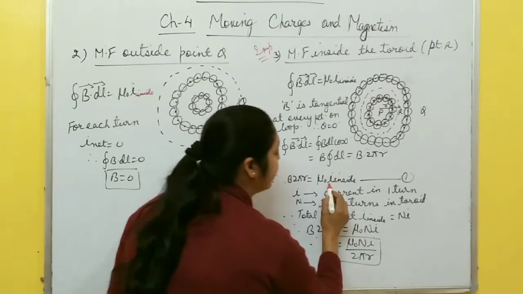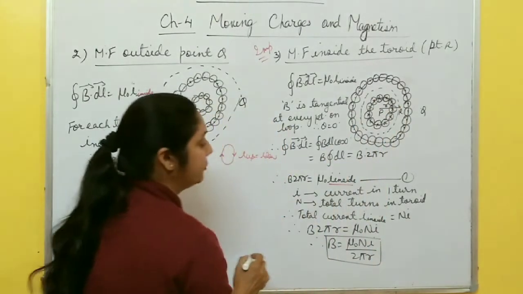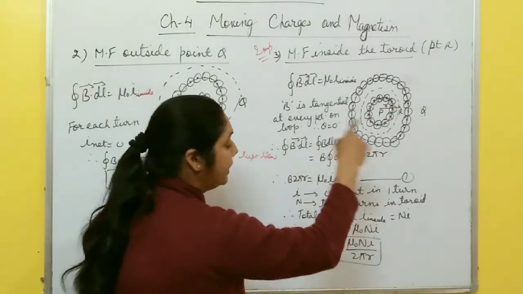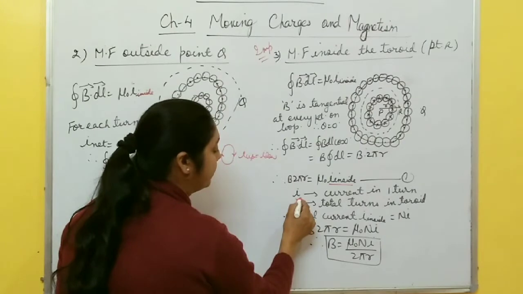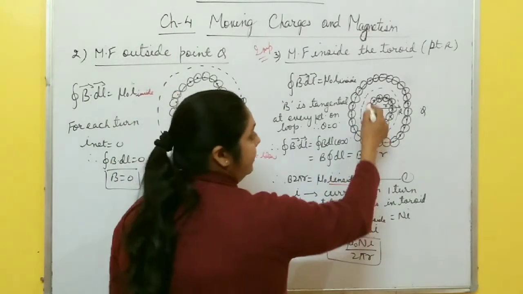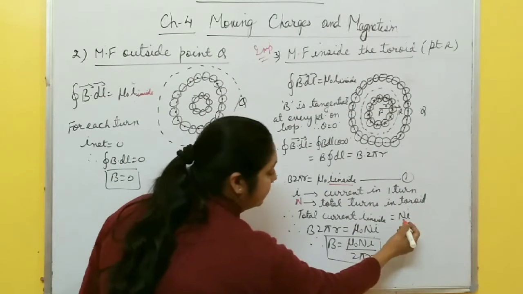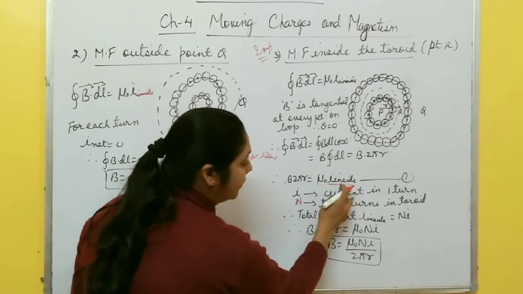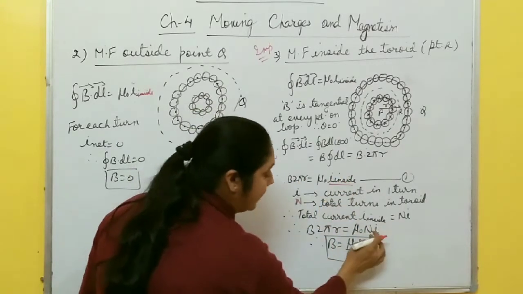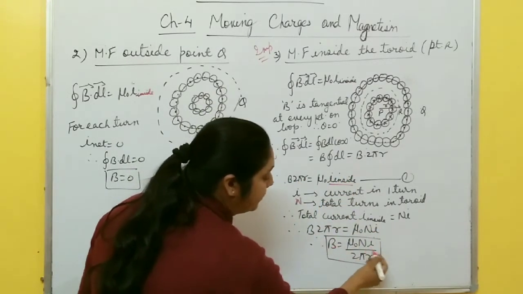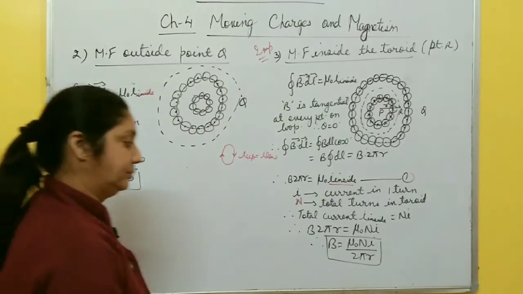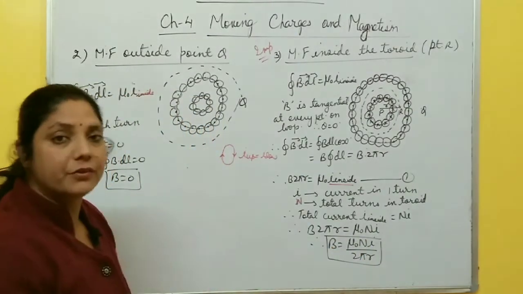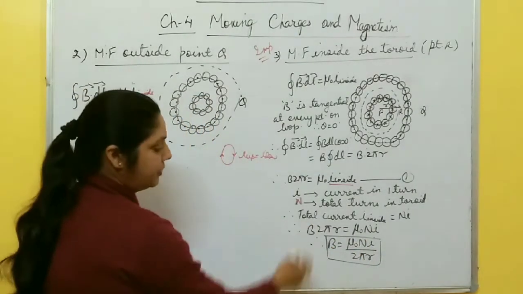Now you have to find this I inside at point R. For this, suppose let i be the current in one turn, and let N be the total number of turns. So the total current inside is N i. So I inside is N i. Therefore, B times 2 pi r equals mu naught N i. From here you get B equal to mu naught N i by 2 pi r, in terms of the total number of turns. In terms of the number of turns per unit length you can also write it. Okay, first note down this one.